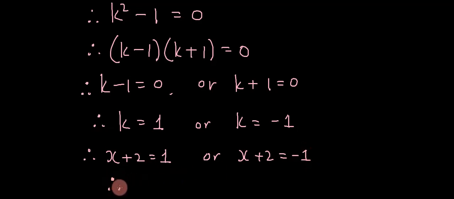And in solving for x, we can take the 2 to the right-hand side. 1 minus 2 is negative 1. And here, the positive 2 goes to the right-hand side. So negative 1 minus 2 equals negative 3.